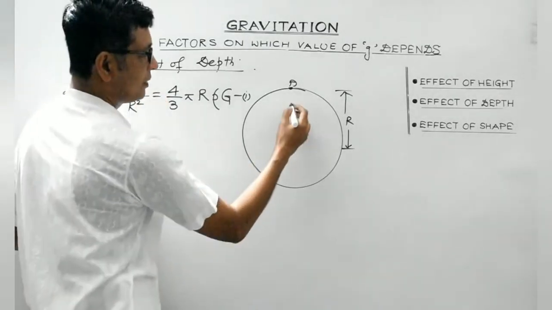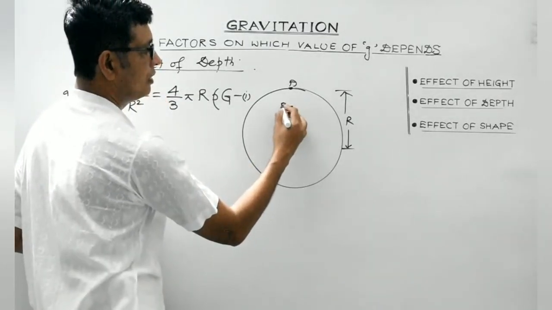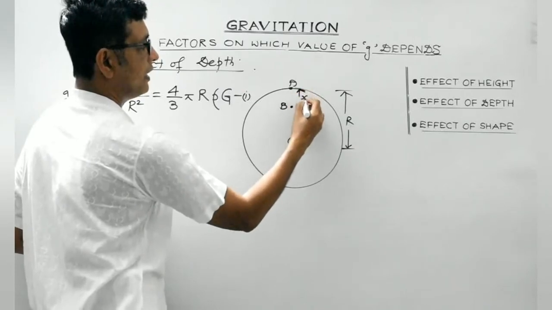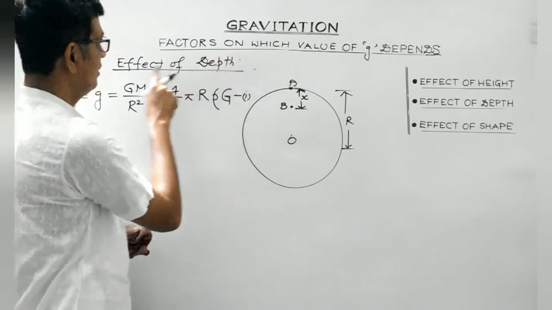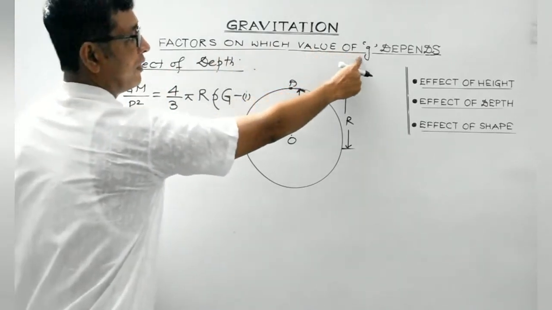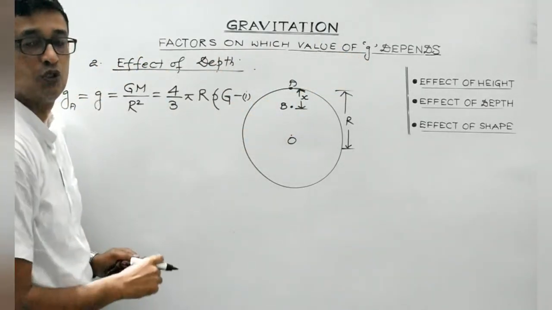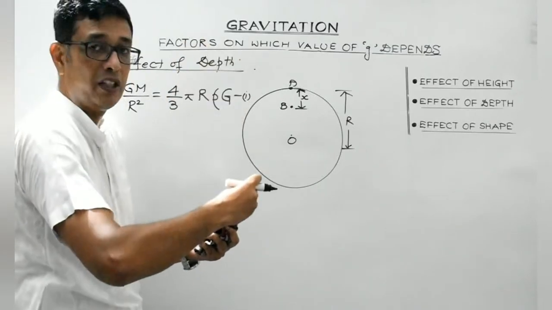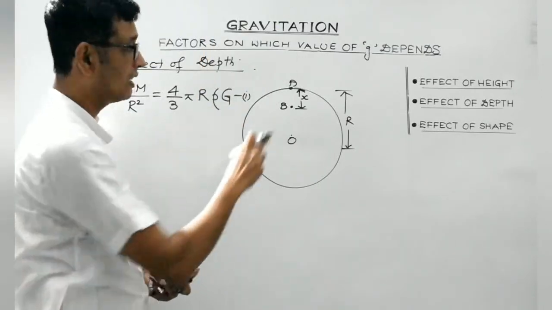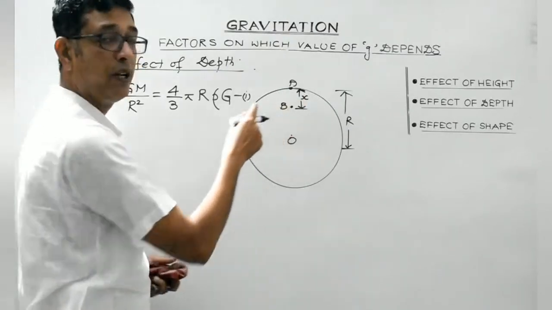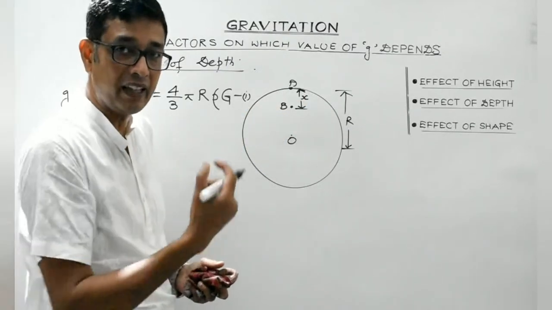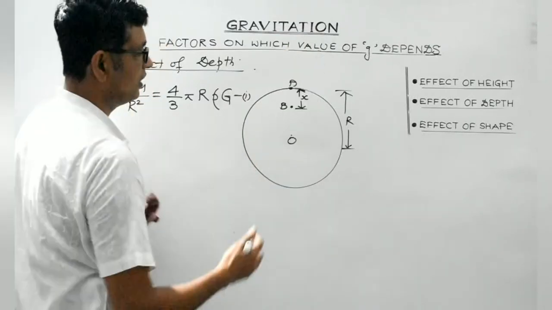Now hypothetically, suppose this is a point B which is at a depth x below the Earth's surface. We are discussing the effect on the value of small g with depth. So point B in the first article was above the Earth's surface. Now this arbitrary point P is below the Earth's surface. Let us consider this point B to be at a depth x below the Earth's surface, right?